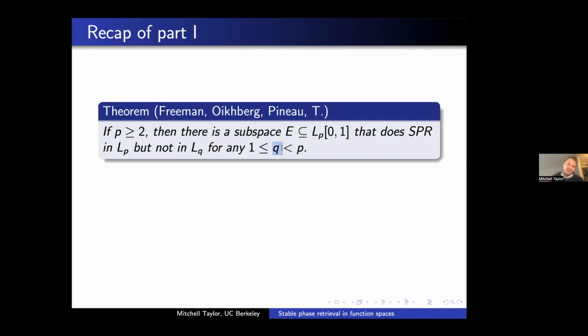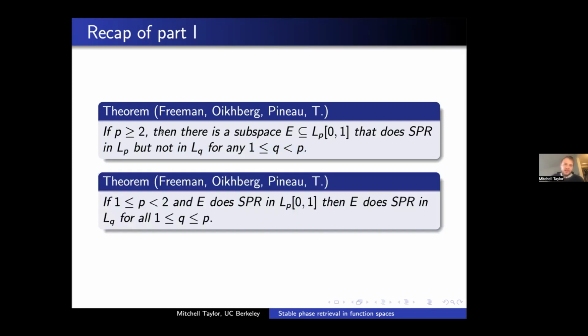And this is because the right-hand side of the inequality is modulus of F minus modulus of G, and that does not lie in the subspace, right? So although the norms are equivalent on the subspace, meaning that the left-hand side of the SPR inequality doesn't depend on whether you're at Q or P, the right-hand side does. And of course, this is what causes this phenomenon. But when P is less than 2, this doesn't happen. So when P is less than 2, and I take any subspace of LP that does stable phase retrieval, then it will also do stable phase retrieval when viewed inside of LQ for any Q less than or equal to P.